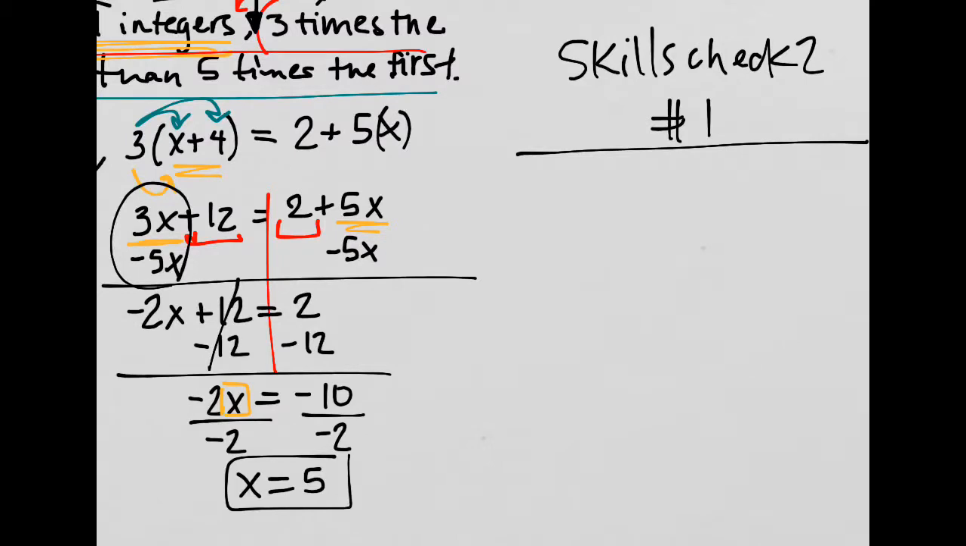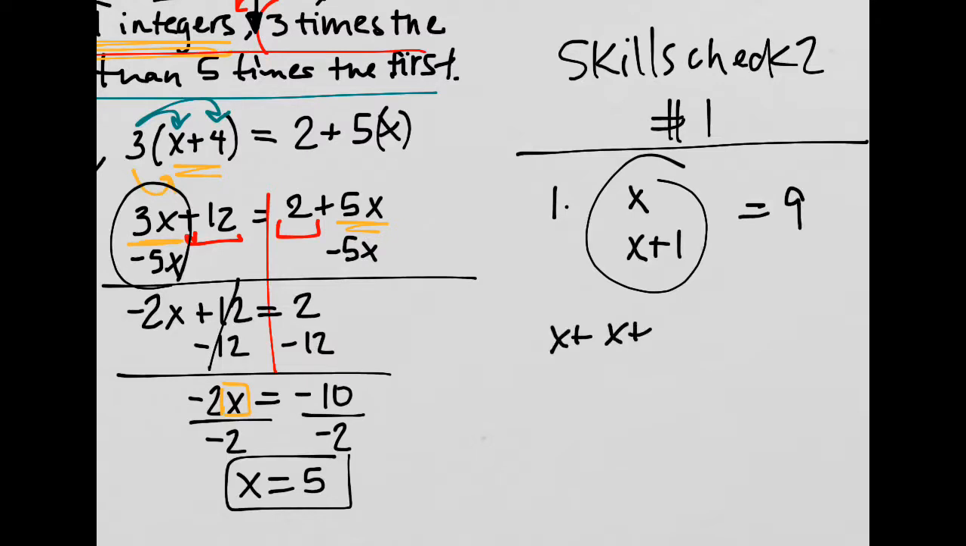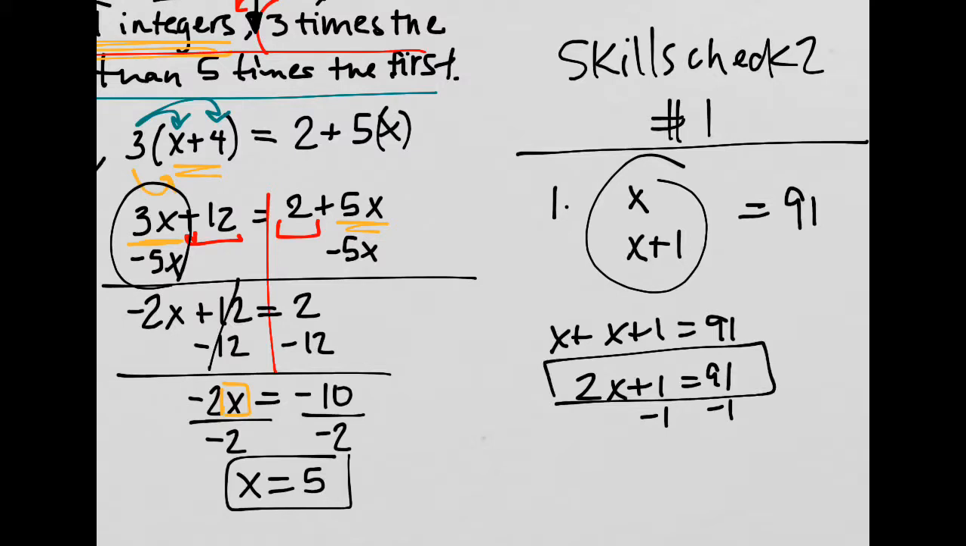Okay, how'd you do? Number 1 said to find two consecutive integers whose sum is 91. Well, if they're consecutive and it doesn't say odd or even, I'm going to have an x and then I'm going to have an x plus 1, right? And I'm going to have to add those two together and get 91. So what I'm going to have is x plus x plus 1 equals 91. So 2x plus 1 equals 91. This would be a good equation right here.